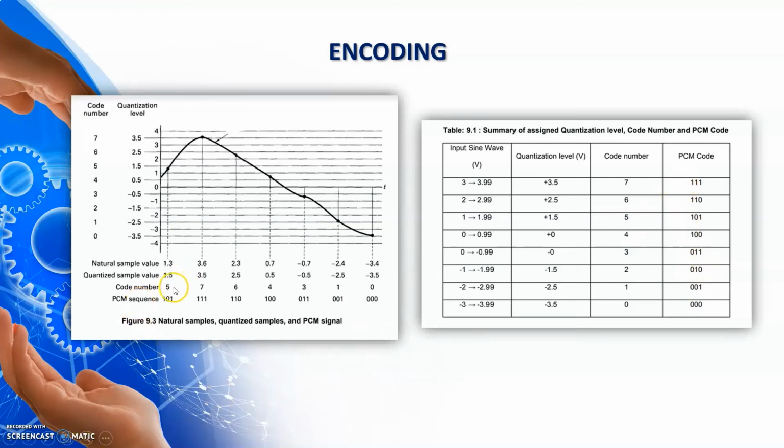When the code number is equal to 5, you can just refer to this table here, and the PCM code is 101. So the PCM code will be 101 here. For 7, referring to the table, it is 111, for 6 it is 110, and so on. This is how we obtain the PCM code for this analog signal.